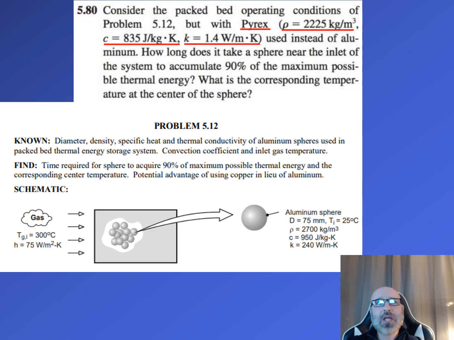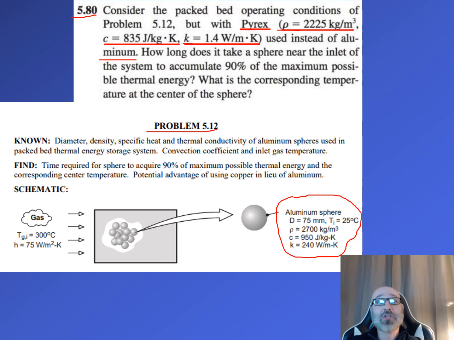So let's take a look at example problem 5.80 here from our textbook, where in this problem they ask us to consider the packed bed operating conditions of problem 5.12, which I've included below here, but now do it for Pyrex rather than for aluminum. So now we have a different density, specific heat, and thermal conductivity other than what was given down here for aluminum. So we'll use these new values instead.